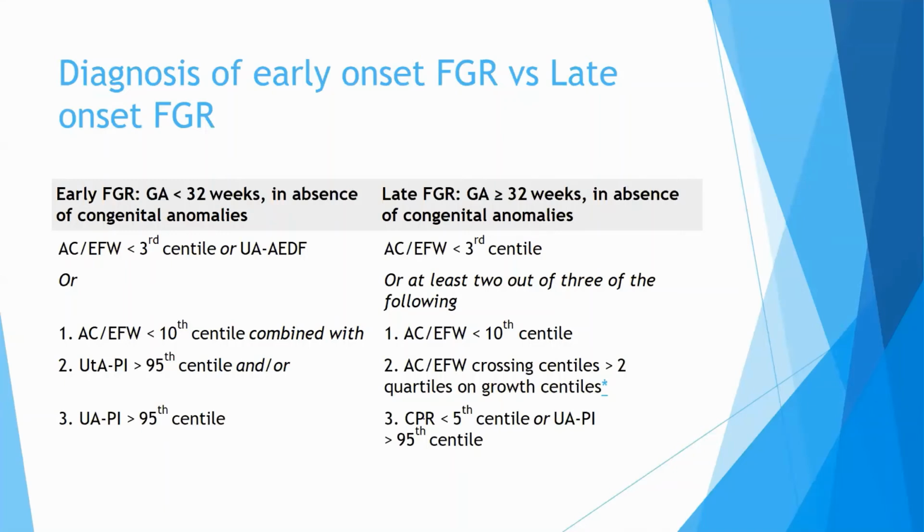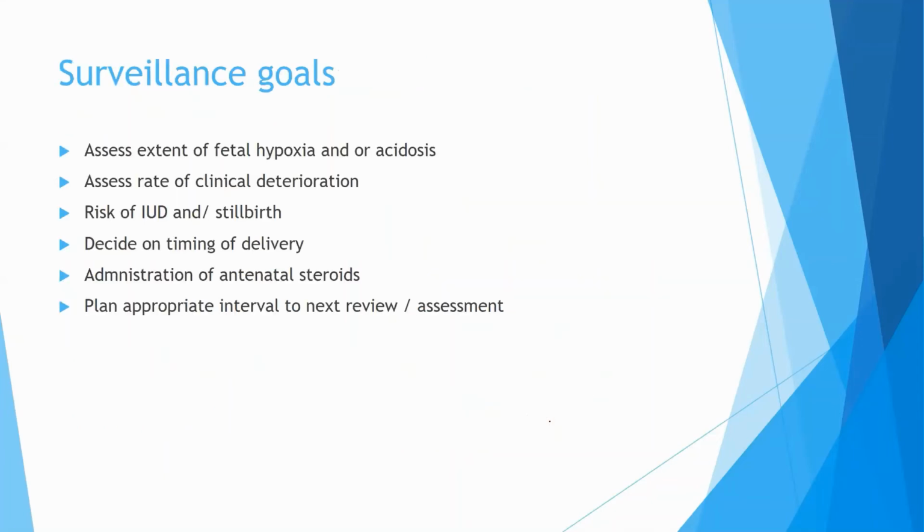CPR, cerebral placental ratio, which means we're looking at the cerebral vascular PI, and then we also look at the placental pulsatility index, and then we find out their ratio. If it becomes less than 5th centile, then in this case also it's a criteria for saying that this baby has fetal growth restriction. So once we have a diagnosis that this baby has fetal growth restriction, then we want to follow up the baby.